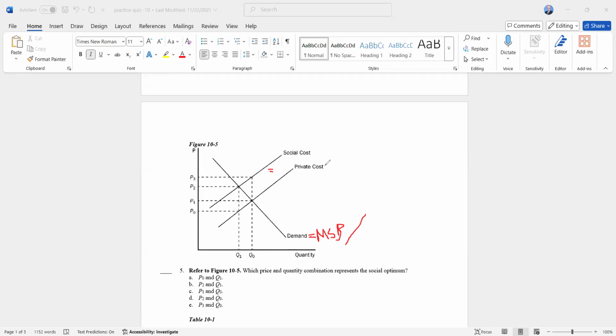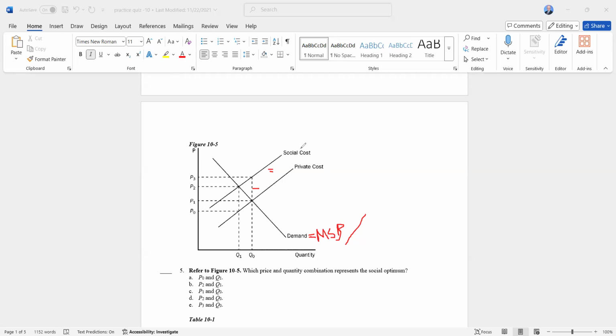Rather, private cost plus external cost. So the marginal social cost, excuse me, is the marginal private cost plus the external benefit, which I get from taking the market line straight up. Like there would be the external benefit, that line right there. Okay. So which price and quantity is optimal?